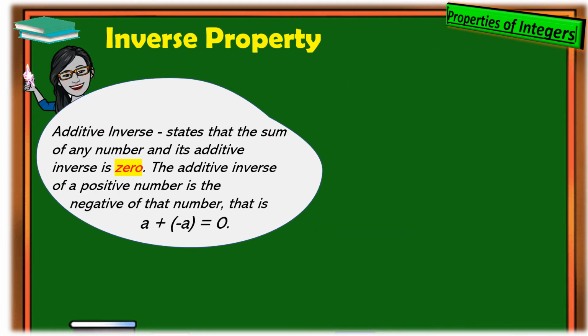Okay? Okay. And the next property is the inverse property. So, dito naman, additive inverse. It states that the sum of any number and its additive inverse is 0. The additive inverse of a positive number is the negative of that number. That is, tingnan natin, a plus negative a is equal to 0.